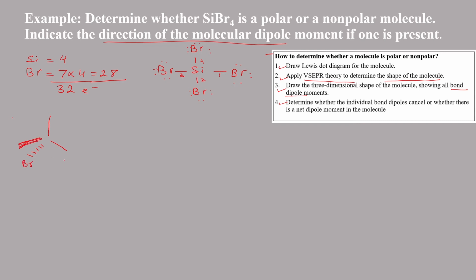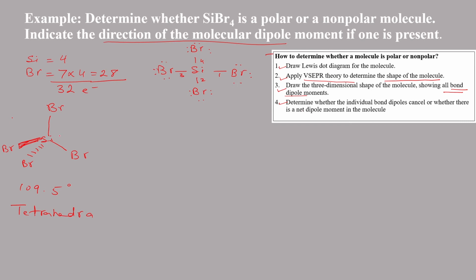We have 4 bromides at the corner, and we have silicon in the center. And the bond angle here is going to be 109.5 degrees. And the name for the electron group geometry is tetrahedral. For the shape of the molecule, since there isn't any lone pair, the electron group geometry is also the shape of the molecule. Next, you have to show all bond dipole moments.